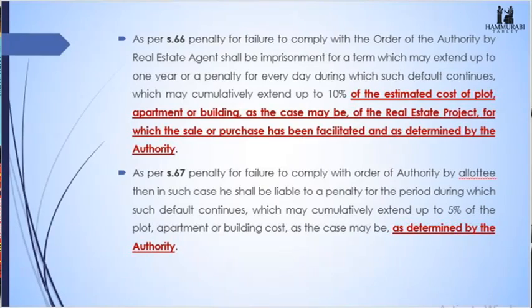Then we have section 67, penalty for failure to comply with the order of authority, now for the first time by an allottee. In such case, what is the penalty? 5% of the plot, apartment or building cost, as may be. Now here there is a grey area, as determined by authority. So whenever there is a question of laying down penalties either on a promoter or on an allottee, the discretion seems to be given, because nowhere do we have this concept called real estate project estimated cost as determined by authority.